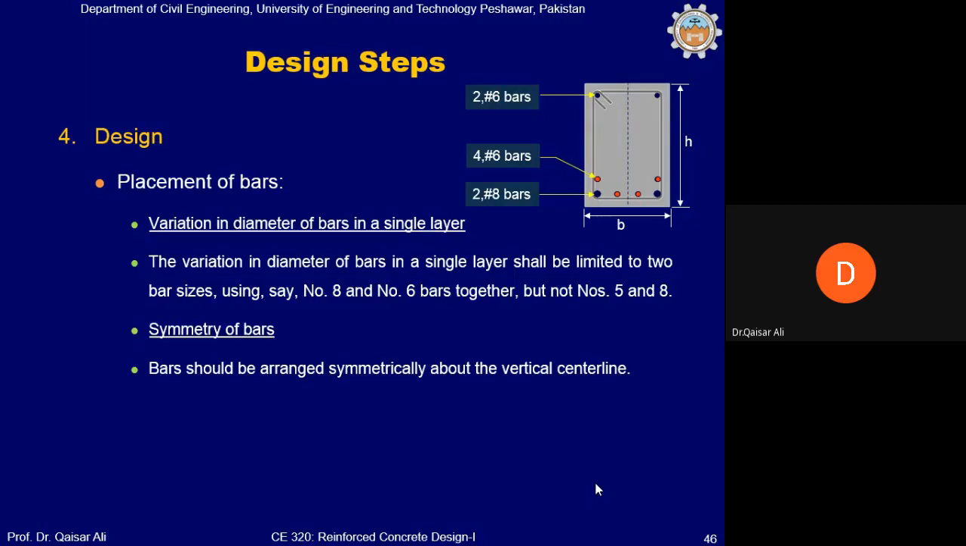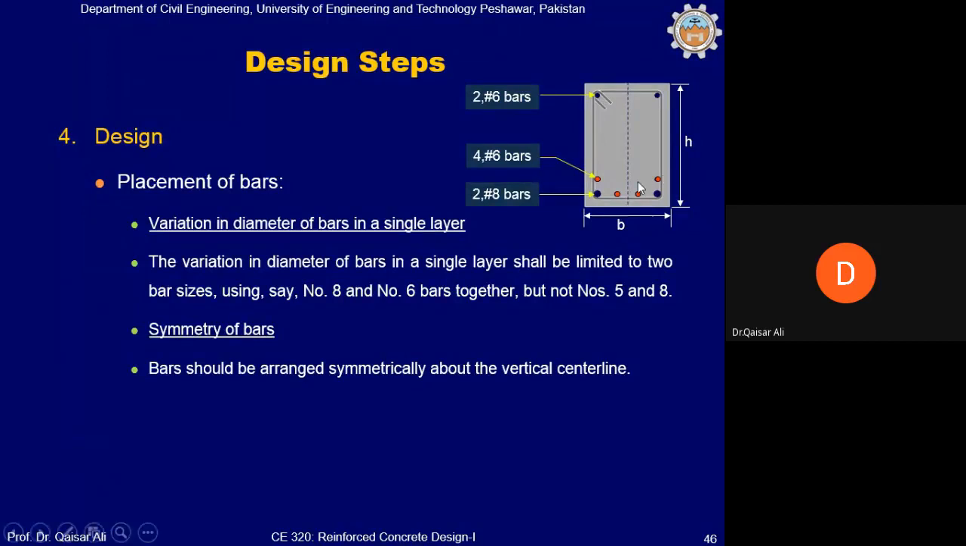Okay, there is another code recommendation, and this recommendation is with regard to the symmetrical placement of reinforcing bars, that the bars must be placed symmetrically about the centroid of the beam. If this is the centroid of the beam, then the area of steel on one side of the centroid must be equal to the area of steel on the other side. This is called symmetrical placement of reinforcing bars. Symmetrical placement of reinforcing bars is a must requirement of the ACI code.